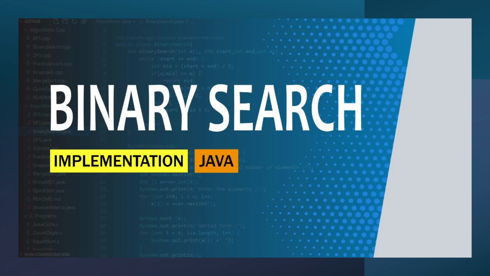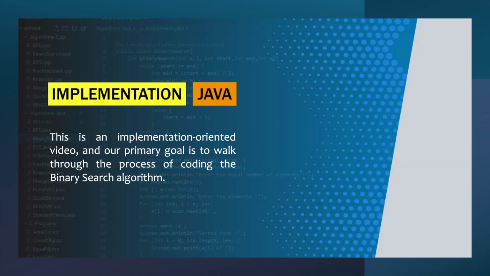In this video, we will explore the binary search algorithm with a detailed implementation in the Java programming language. We will see how it can optimize our search operations in sorted datasets. Since this is an implementation-oriented video and our primary goal is to walk through the process of coding the binary search algorithm, I hope you are already familiar with the concept, which will help us jump straight into the implementation.